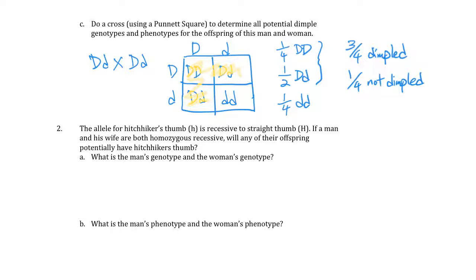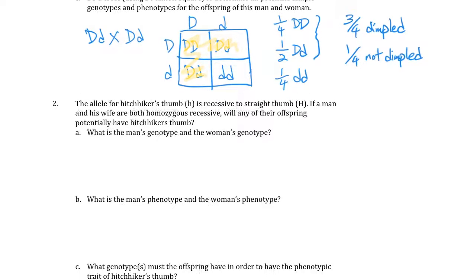For the genotypic ratio, we have a quarter big D, big D, half big D, small d, heterozygous, and then a quarter small d, small d, that's homozygous recessive. And for the phenotypic ratios, we have 3/4 dimpled and 1/4 not dimpled. Remember, phenotype is just a description. Genotype is actually showing the alleles that are in that individual. All right, the next one.